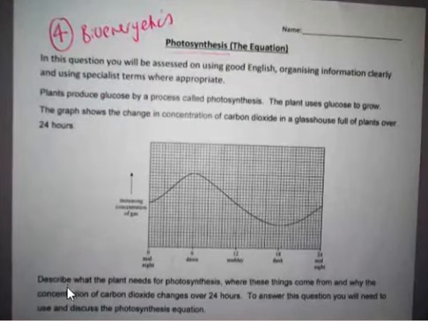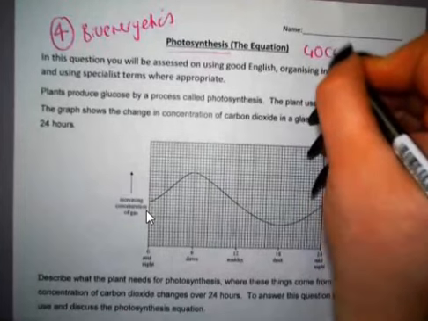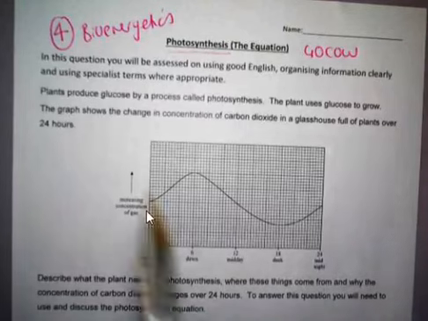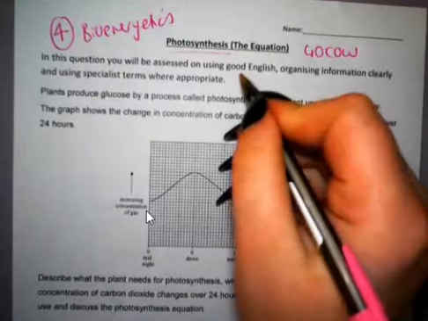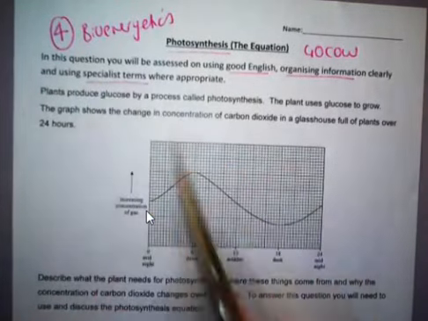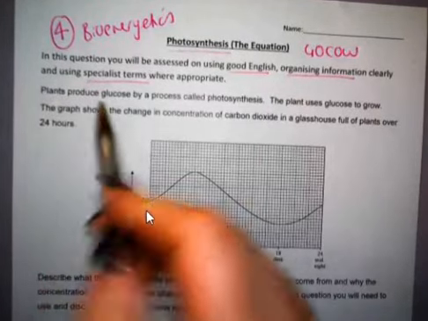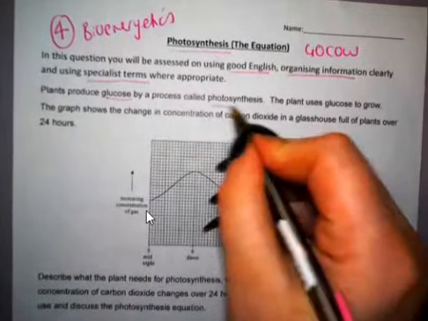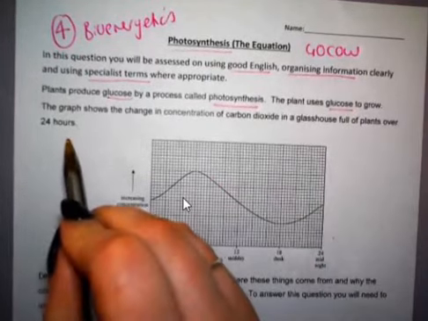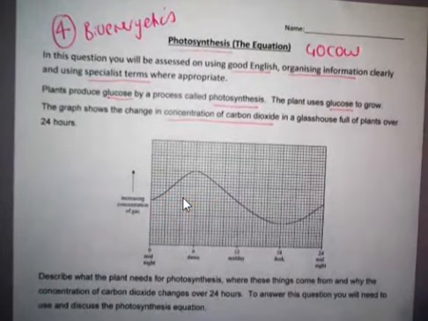So what I would write in my equation is I would write GoCal at the top of my sheet so I remember the equation. Next, it says in this question you'll be assessed using good English, organising information clearly, and using specialist terms. So I'd make sure I plan my answer. It says plants produce glucose by a process called photosynthesis. The plant uses glucose to grow. The graph shows the change in concentration of carbon dioxide.